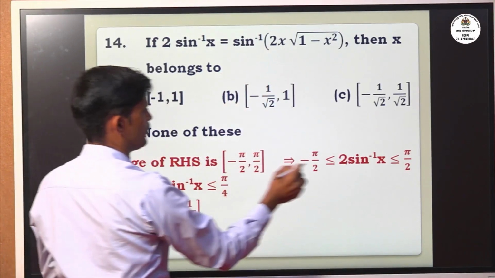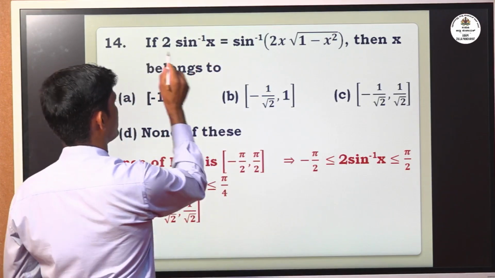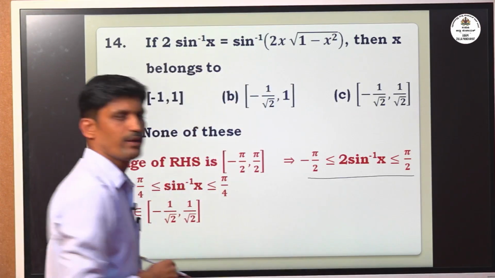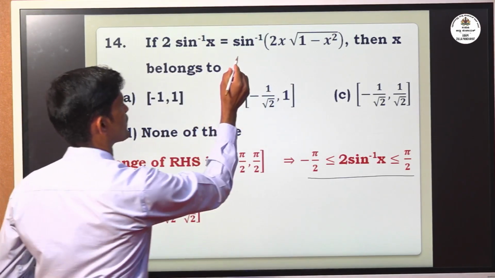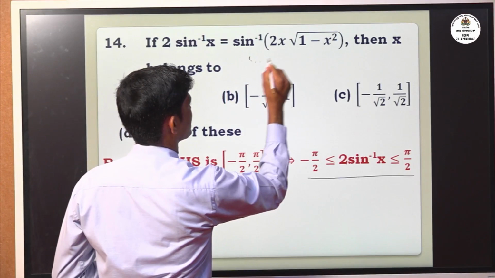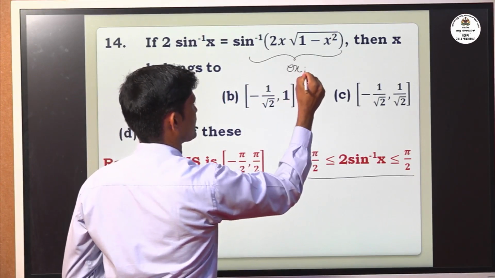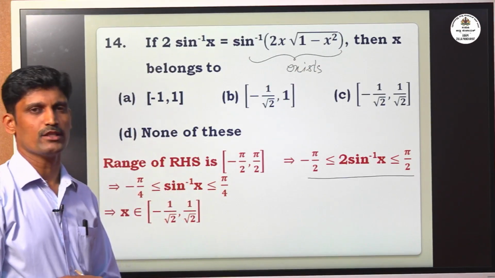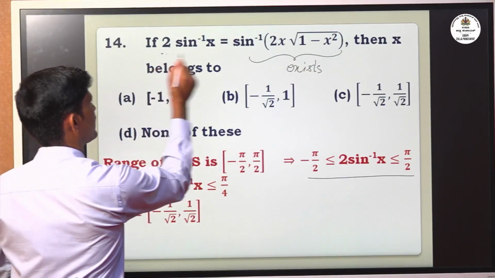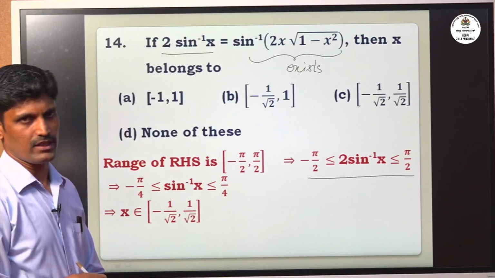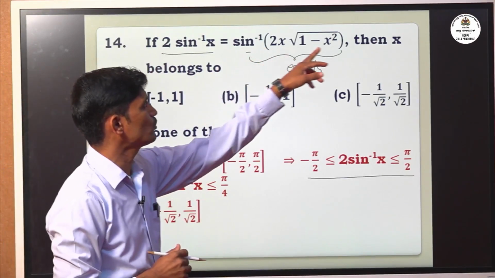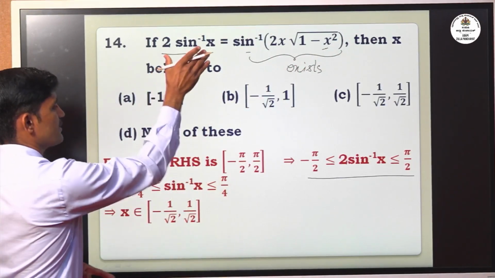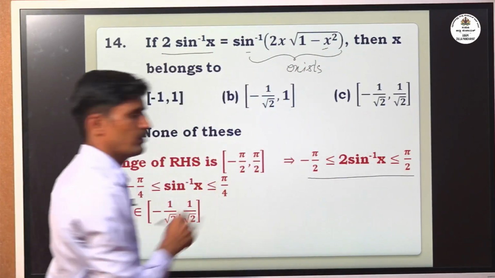Okay, the left hand side, 2 sin inverse of x, always lies between minus pi by 2 and plus pi by 2, because here sin inverse of 2x into root 1 minus x square exists. When does this exist? Sin inverse of f of x exists means that the value lies between minus pi by 2 and plus pi by 2. That means the left hand side must also lie between minus pi by 2 and plus pi by 2.